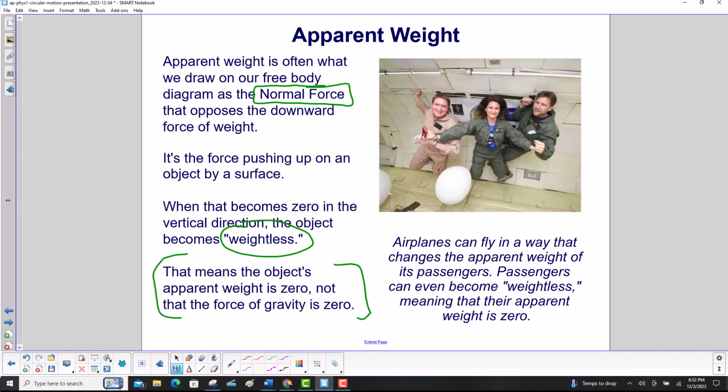Airplanes can fly in a way that changes the apparent weight of their passengers. Passengers can become weightless, again with the quotes, meaning that their apparent weight is zero and they're just kind of floating around in that airplane.